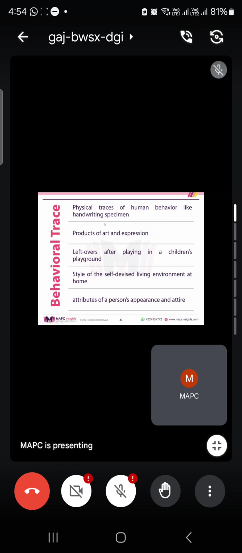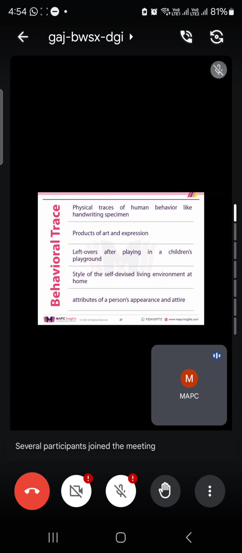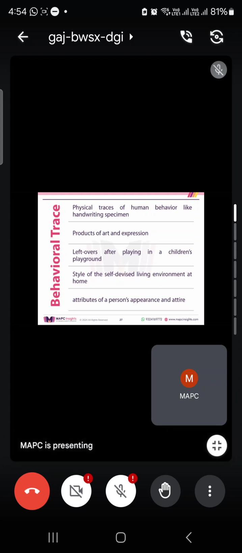Behavioral trace. Physical traces of human behavior, like a handwriting specimen. With the help of handwriting, you can do the psychological analysis of the person. So handwriting is a behavioral trace. Products of art and expression, the way a person is drawing.